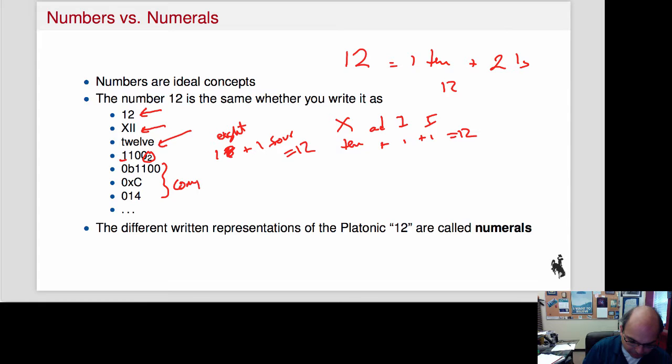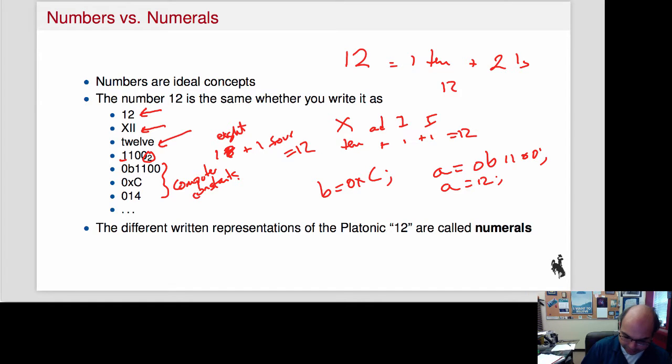Here are 3 different ways of doing it. These are computer constants. What do I mean by that? You can actually write this in code. You can say A is equal to 0b1100, and that is exactly the same as saying A is equal to 12. Likewise, you can say B is equal to 0xC, which is the same as saying B is equal to 12. You can say C is equal to 014, which is the same as saying C is equal to 12. Notice that it's not the same as saying C is equal to 012. The leading 0 messes everything up.